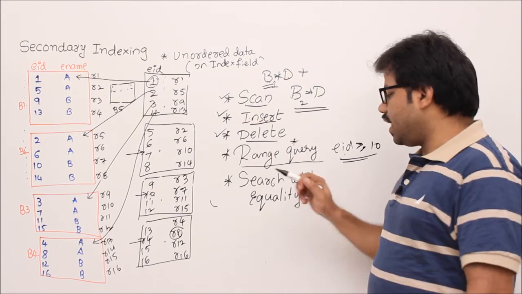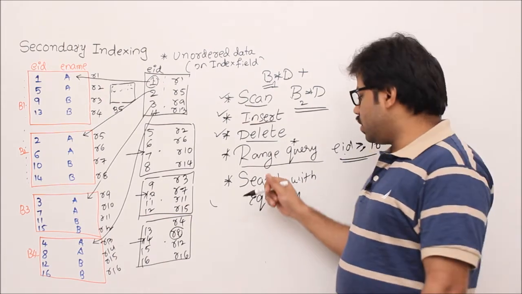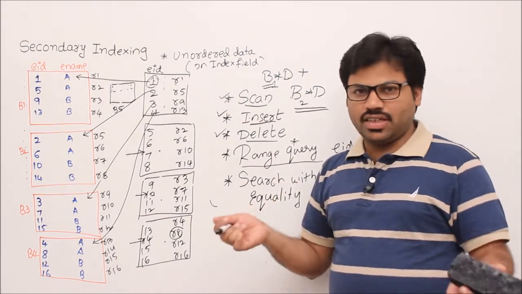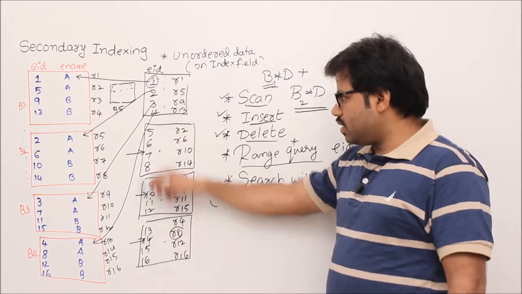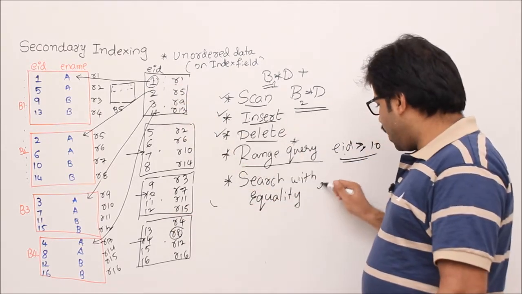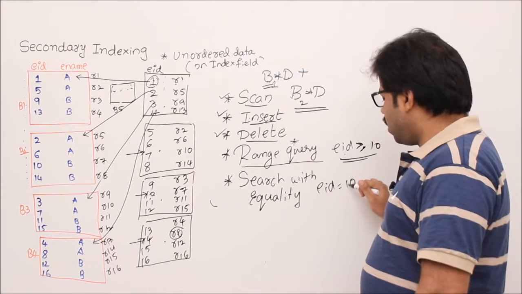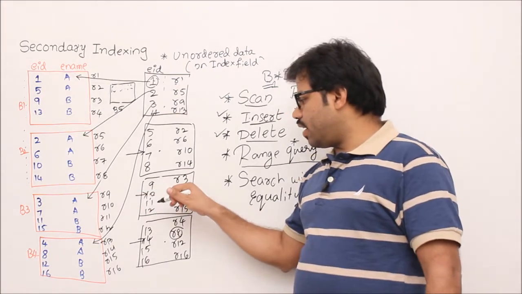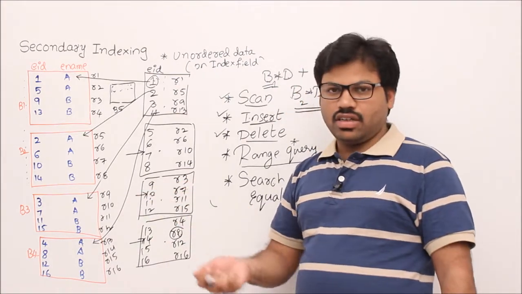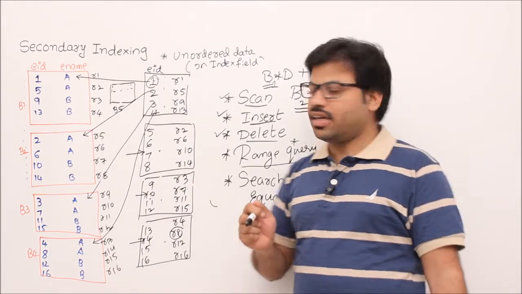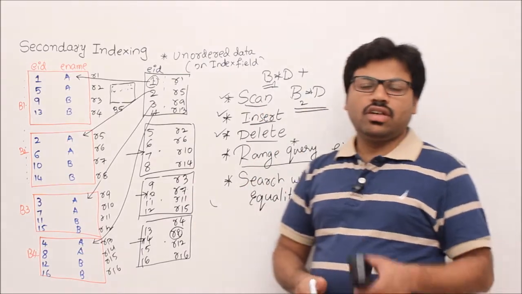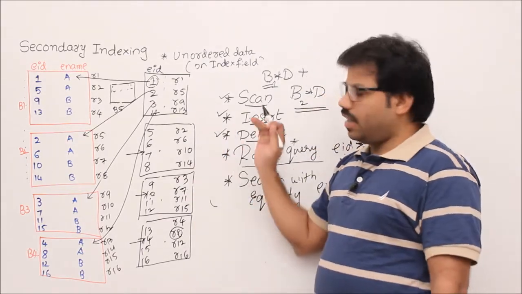Now we'll see search with equality. Example, you are searching with equality. It would be easy. Just apply binary search here. You will get the value. Example, employee ID equal to 10. Then go to 10 here. You get R7. Just fetch it, right? So at least this is better, correct? If you compare with other things. So this is all about secondary indexing.